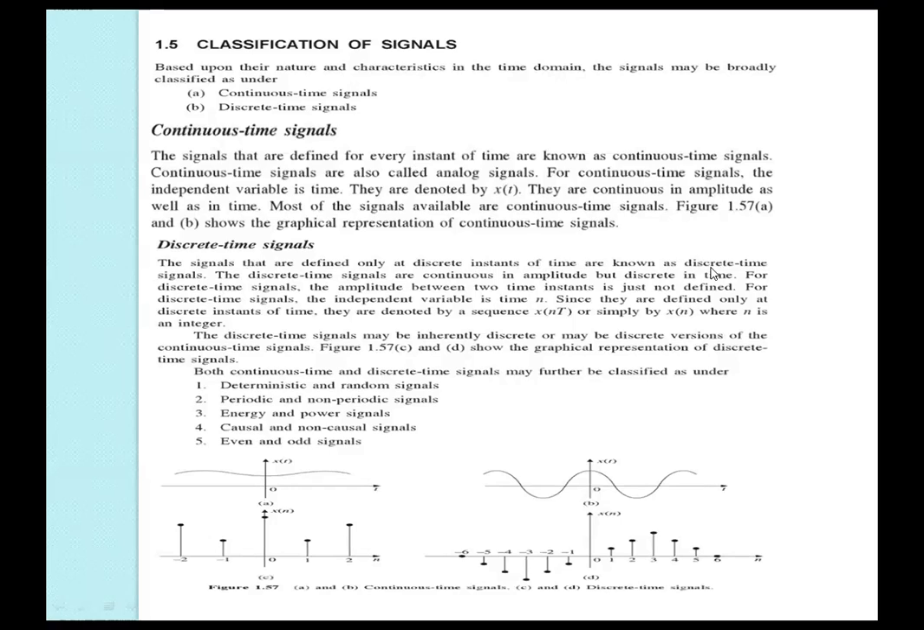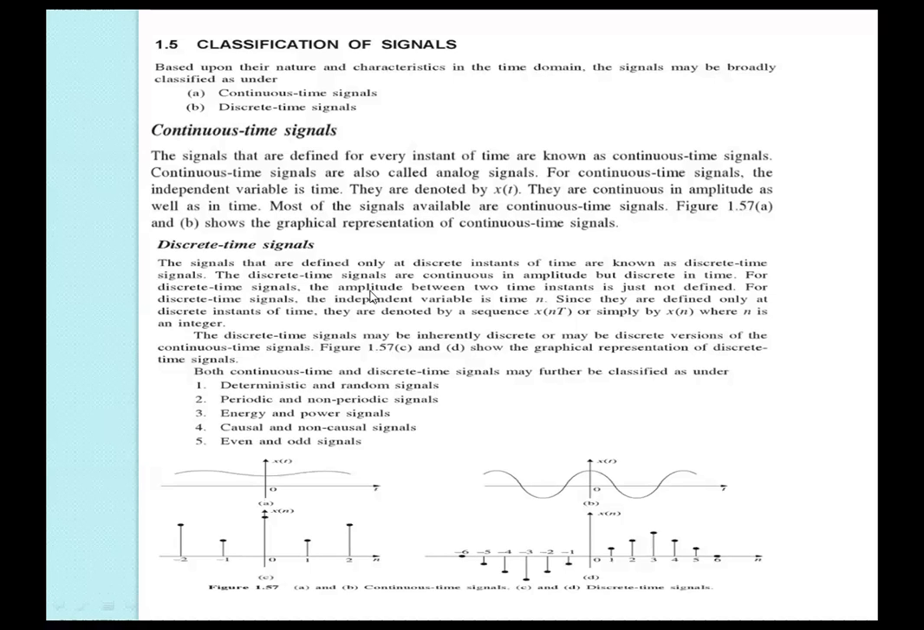Discrete time signals are functions defined at discrete instants of time. They are continuous in amplitude but discrete in time. See, amplitude is continuous, but time is discrete. In a continuous time signal, both the amplitude and the time are continuous.